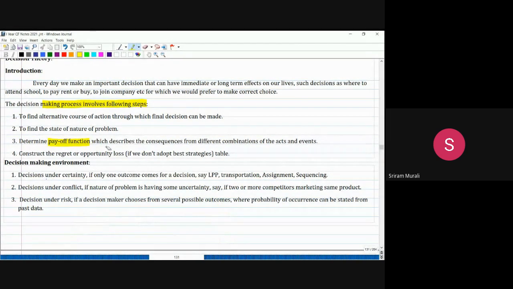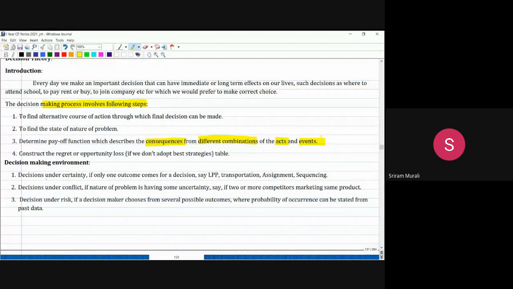So determine the payoff function which describes the consequences from the different combinations of acts and events. Just now we discussed consequences: the importance from different combinations in TCS, in CTS. What is the salary? What is the gratuity? Are they giving employee provident fund, and then ESI, medical allowances? So which company should I act on? An act means we want to react, and an event means an outcome.